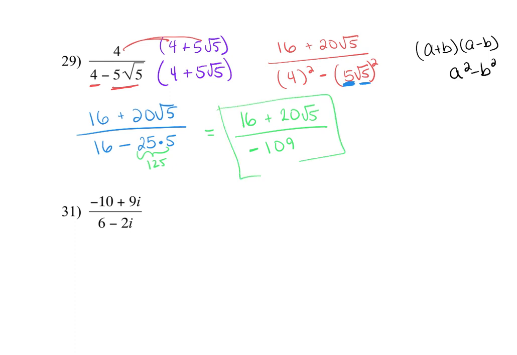I'll take that. I will tell you on your answer key, they just pulled the negative out of the denominator and put it in the numerator. So your answer key will show the negative 16 minus 20 square root of 5 over positive 109. Those are the same answers. They just pulled the negative out of the denominator and put it in the numerator. It's okay for me if you leave it in the denominator, if that's what happens. I will take it either way.